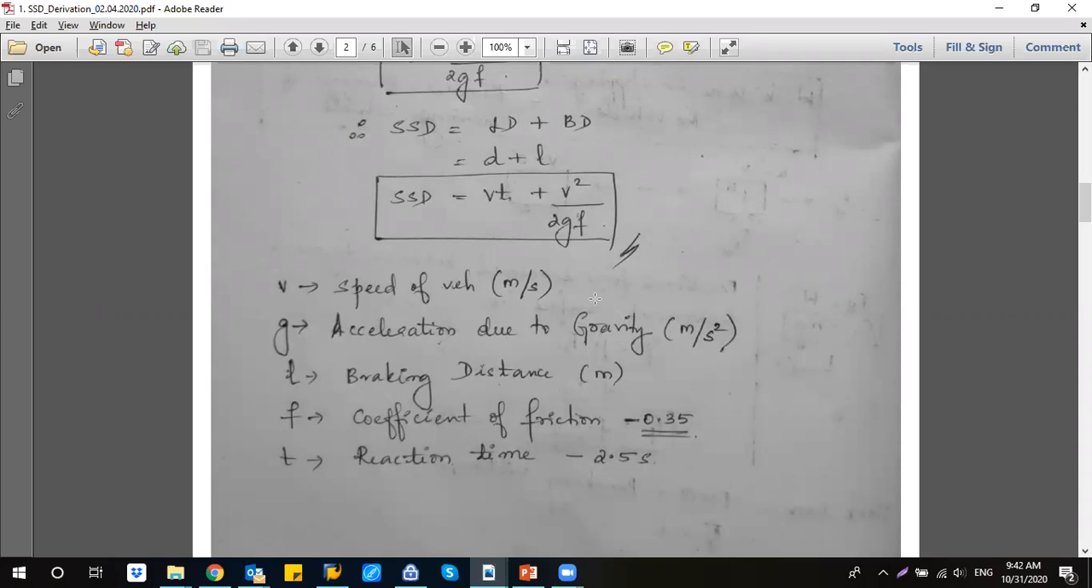Got it? I think the time is going to cut. So before that, I'll just tell you: g is the acceleration due to gravity, L is the braking distance in meter, and the coefficient of friction is generally taken as 0.35. If it is not given, assume the value. Reaction time is 2.5 seconds. So that's all about the expression. With that, we'll stop today.